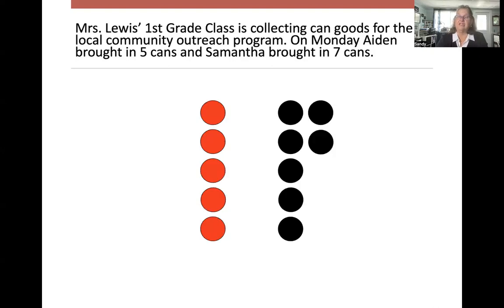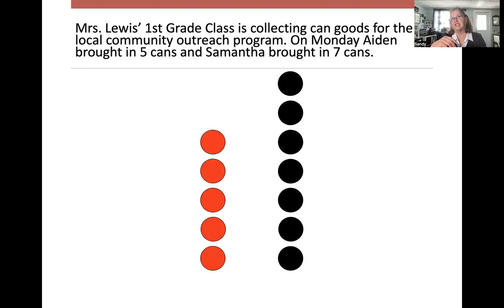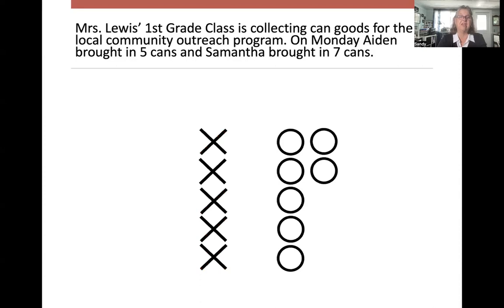Now, I don't have to use cans, of course. I could use circular dots and use color to show Aiden's from Samantha's. I could use, instead of a 5 frame, I could just line them up, kind of pair them off. This will help me if I have comparison type questions. Okay, I could have used X's and O's.